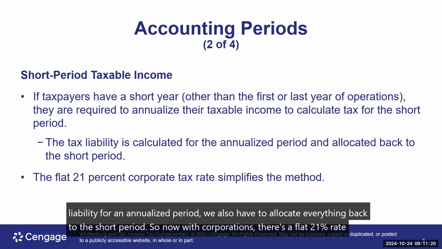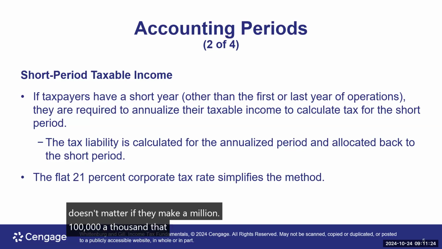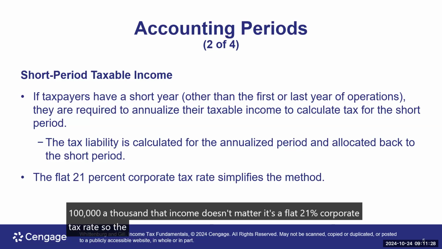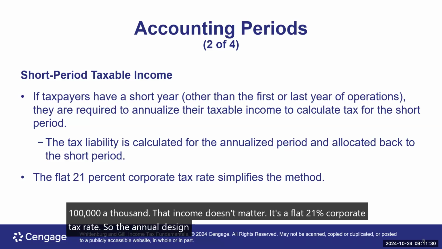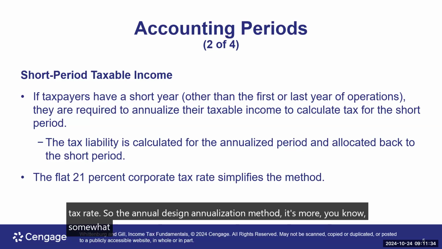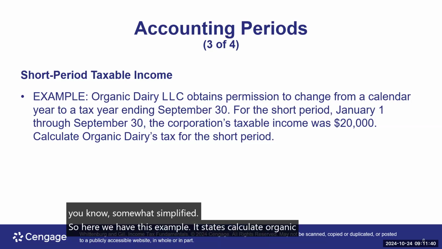Doesn't matter if they make $1 million, 100,000, 1,000 net income, doesn't matter. It's a flat 21% corporate tax rate. So the annualization method is somewhat simplified. So here we have this example. It states: calculate Organic Dairies' tax for the short period.